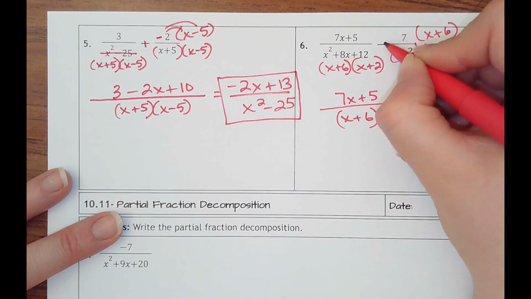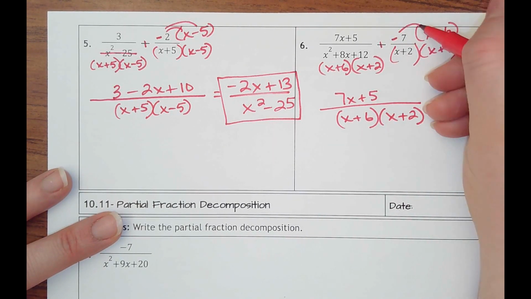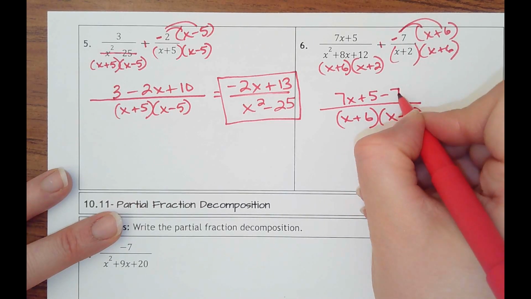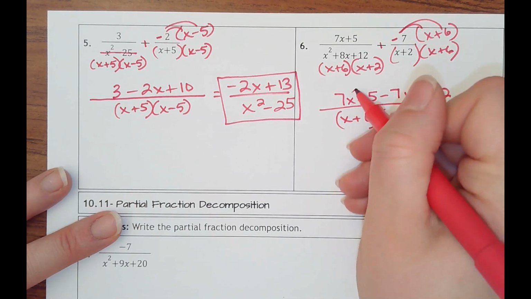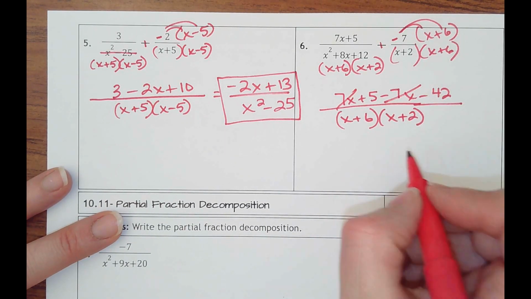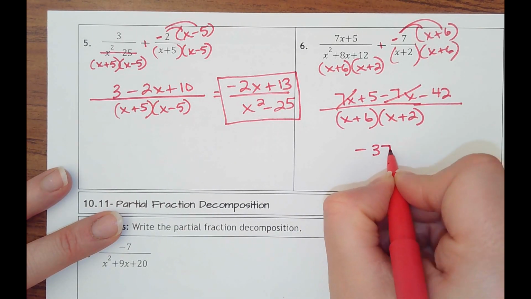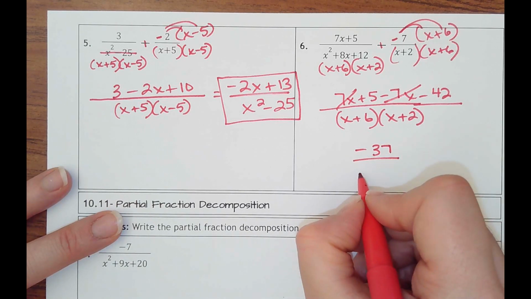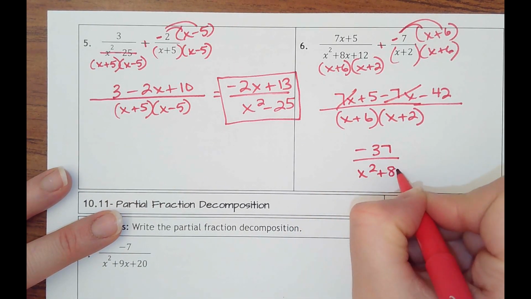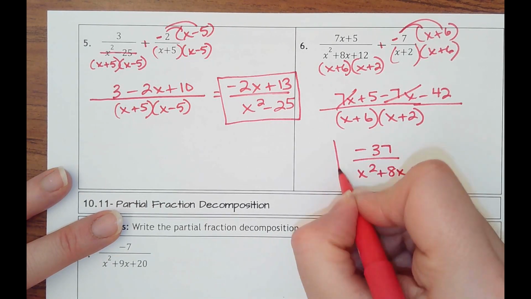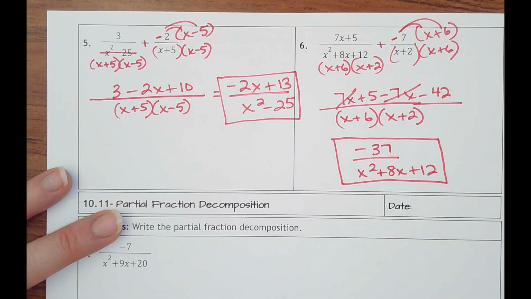And again, this is a negative 7 when you distribute. So that's a negative 7x and a negative 42. 7x's are gone. 5 minus 42 would be negative 37 over, and then I just have to look back to what that was. X squared plus 8x plus 12. And that is my answer.